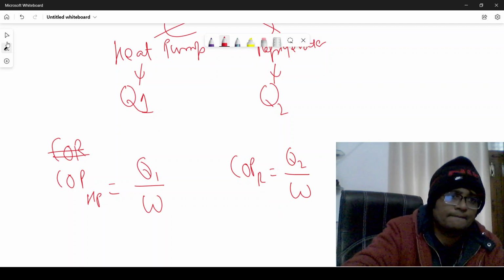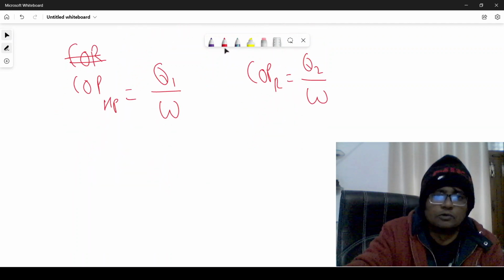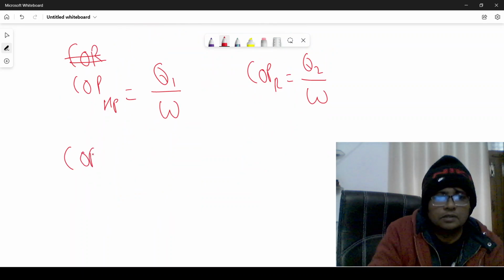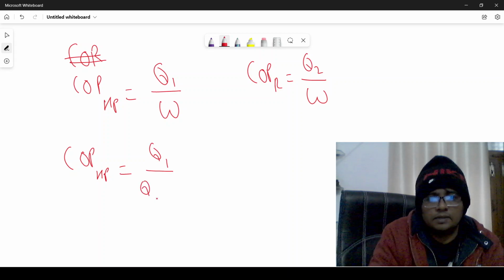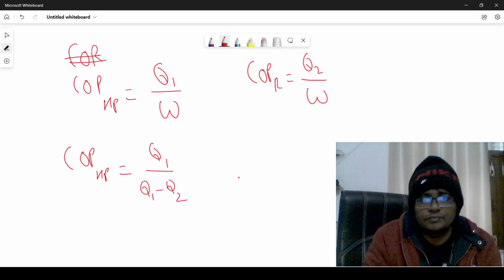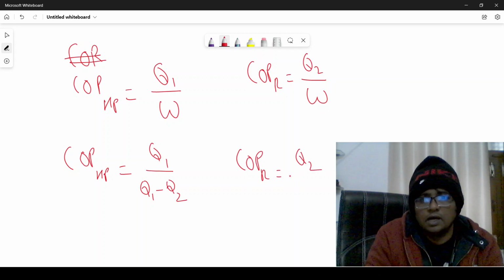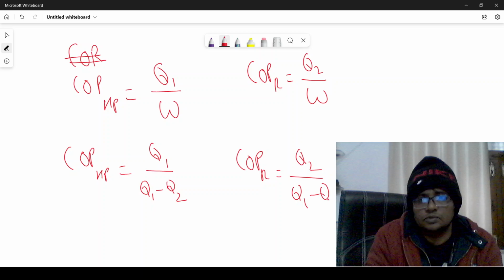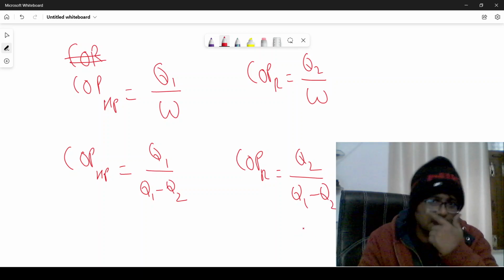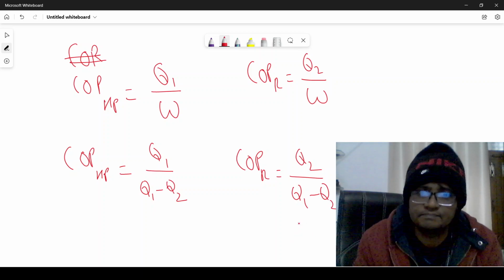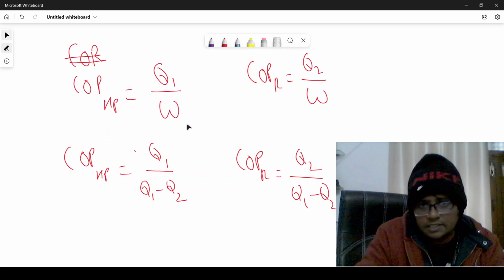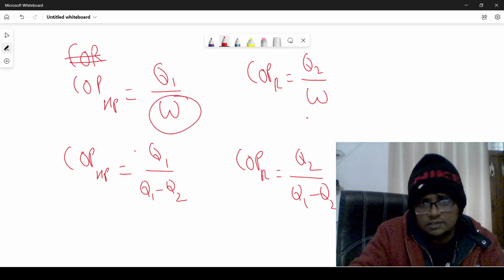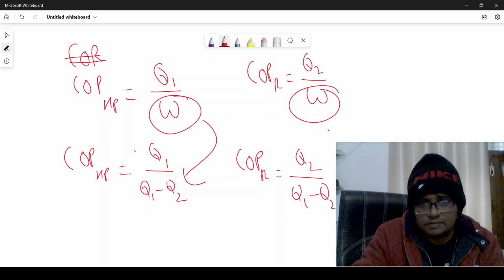Perfect. And if we see it more, the COP of the heat pump is Q1 by Q1 minus Q2. Okay, and COP of the refrigerator is Q2 upon Q1 minus Q2. Okay, fine. Why? Because I have just replaced the value for this W out here. See, it will be the same value.